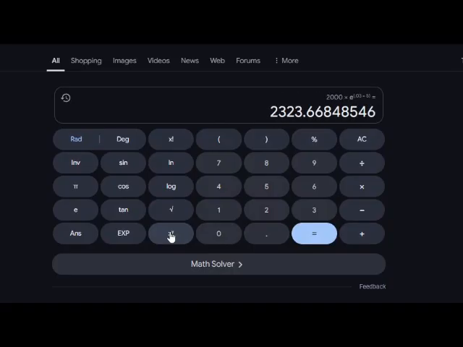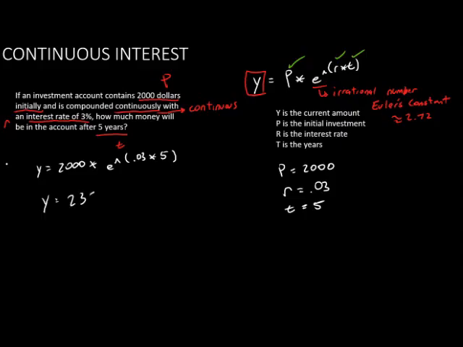We end up with $2,323.67 if we round to the nearest penny. If you watched our previous video about compound interest, this was almost exactly the same answer. It was a difference of roughly 30 cents. Therefore, compounding continuously versus compounding monthly doesn't make much of a difference, unless you're dealing with very large interest rates or very large amounts of money.